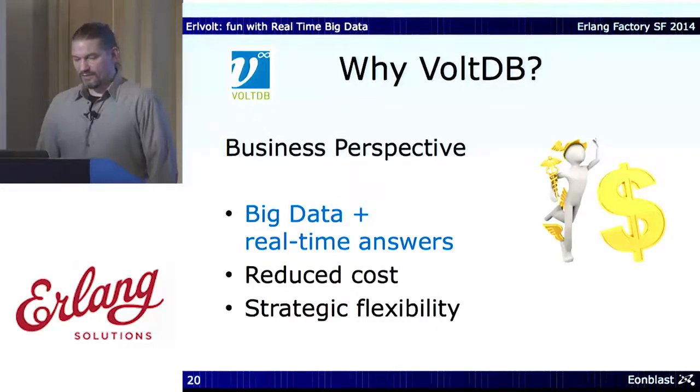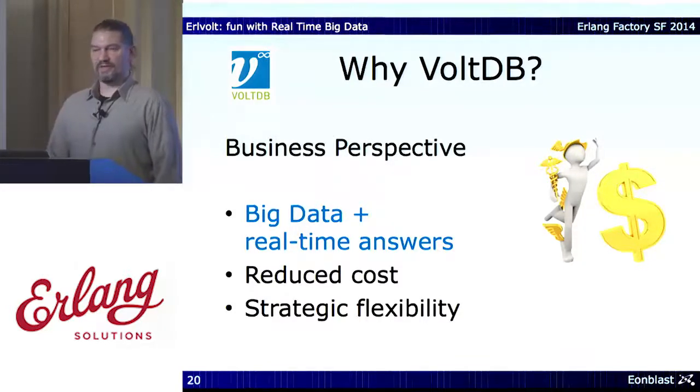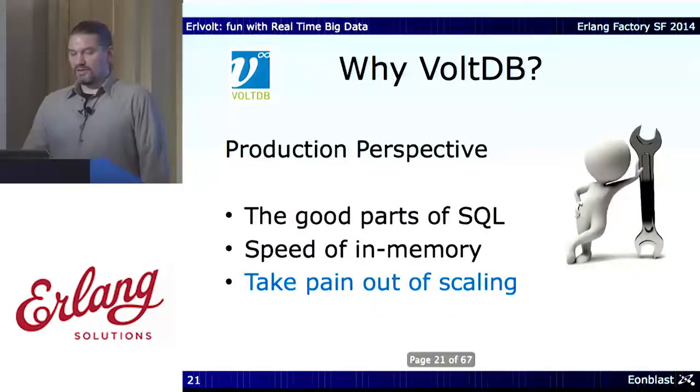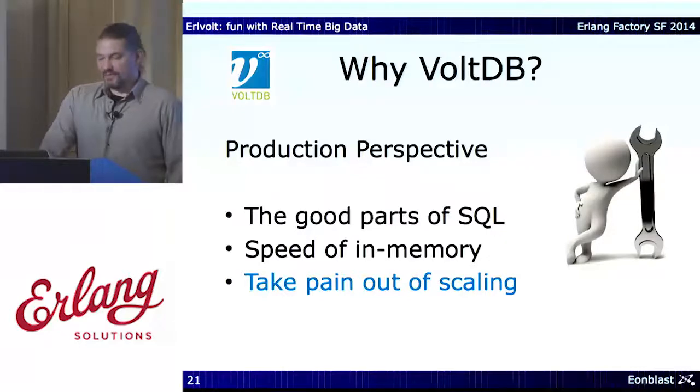There is also the strategic flexibility that comes with VoltDB because it is not, in a way, fixed in the architecture like you have it if you are deciding for a NoSQL setup, where you have to make very far-reaching decisions very early on. Now, from the production perspective, it mainly takes the pain out of scaling, and that's really what's happening. It's scaling incredibly well. You have the speed of in-memory, which is 80 times faster than, for example, MySQL, and you have the good parts of SQL still, although it has a lot of features that you would usually find in NoSQLs.